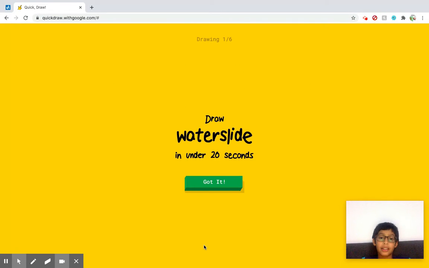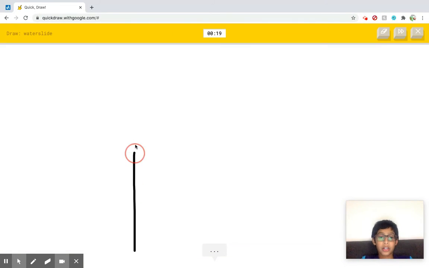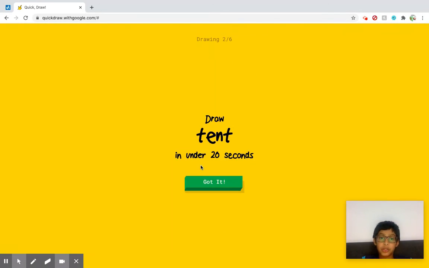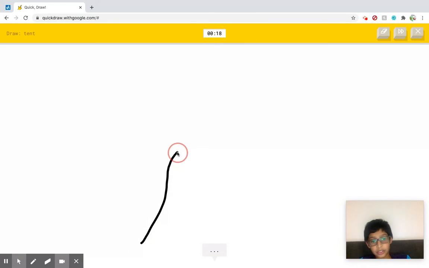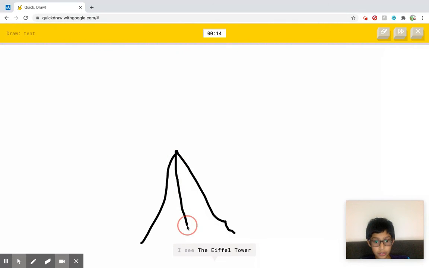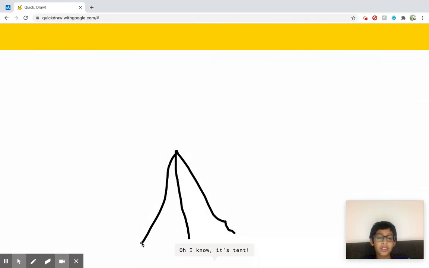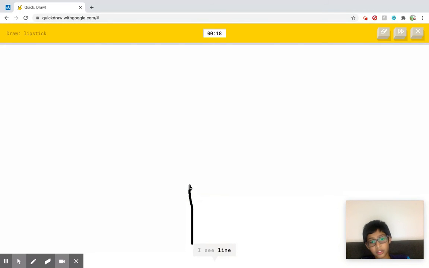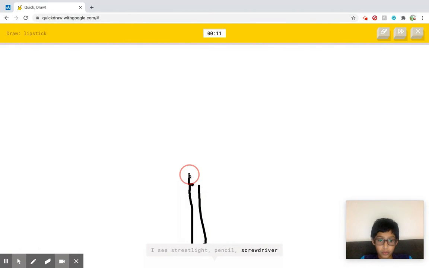Okay, let's try that again. Water slide. I'll keep doing this until I can get a perfect score. Oh, I know. It's water slide. Okay, that was easy. A tent. I see line, or volcano, or mountain, or water slide. I see the Eiffel Tower. Oh, I know. It's tent. Eiffel Tower? I see lime, or asparagus, or magic wand, or matches. I see street light, or pencil, or screwdriver, or shovel. Oh, I know, it's lipstick.